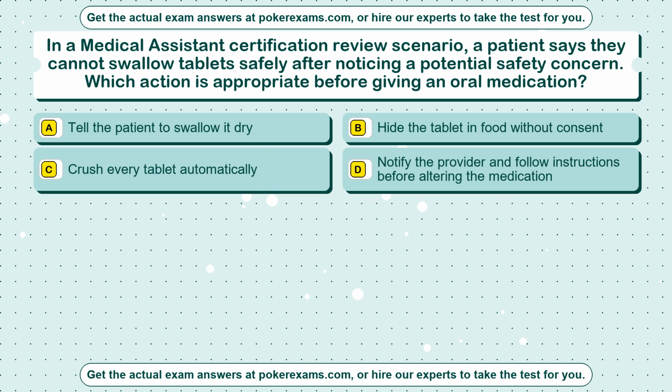Question 44. In a medical assistant certification review scenario, a patient says they cannot swallow tablets safely after noticing a potential safety concern.